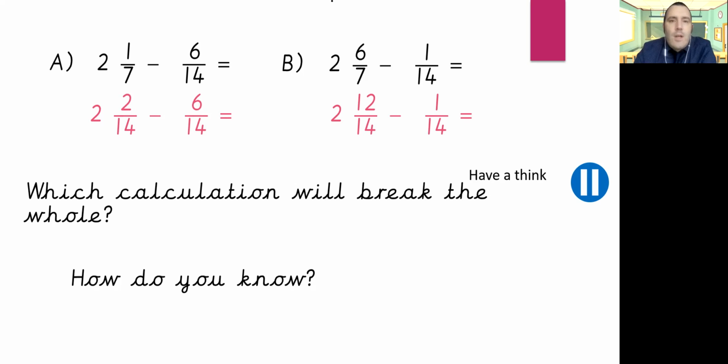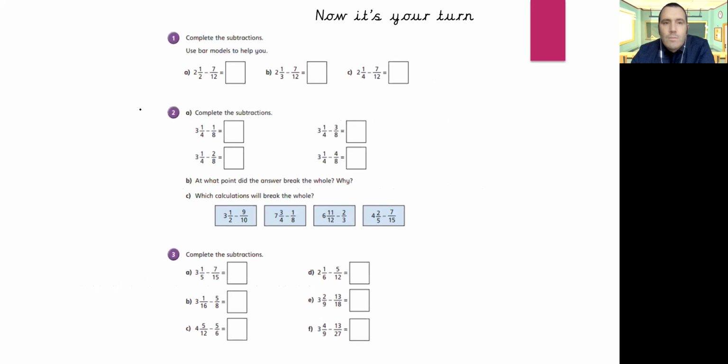We know this because the numerator here is greater than the numerator here. So where we have this, this is where we will be breaking the whole. On the other side, on B, we don't need to break the whole. Everything is going to work out without breaking the whole. So it's A.